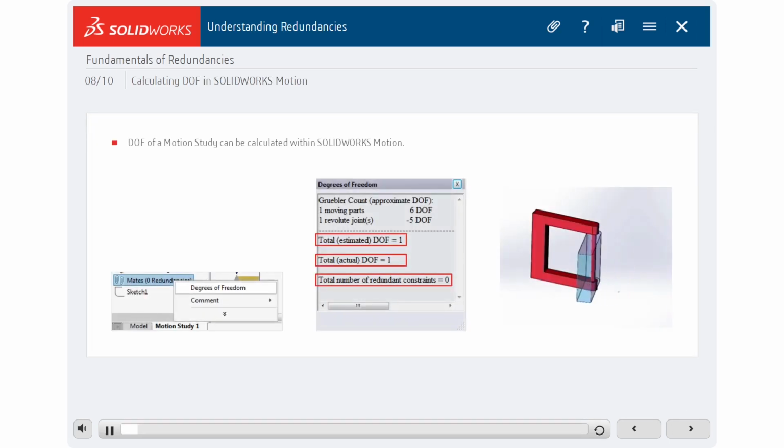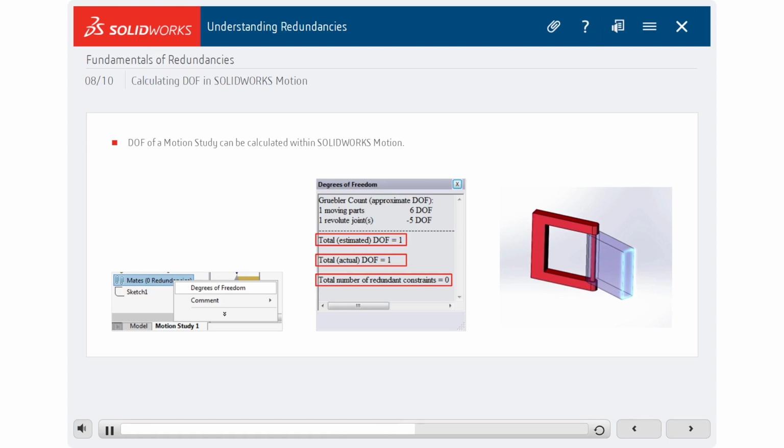We can calculate the degrees of freedom within SolidWorks Motion using the degrees of freedom command. Consider the following example. The plate is connected to the fixed frame using a hinge mate. The only floating part is the plate, therefore it has 6 degrees of freedom. The plate is also connected to the frame using a hinge mate, hence it will remove 5 degrees of freedom. So the Grubler count, which is also known as the total estimated degrees of freedom, becomes 6 minus 5, that is, 1 degree of freedom.